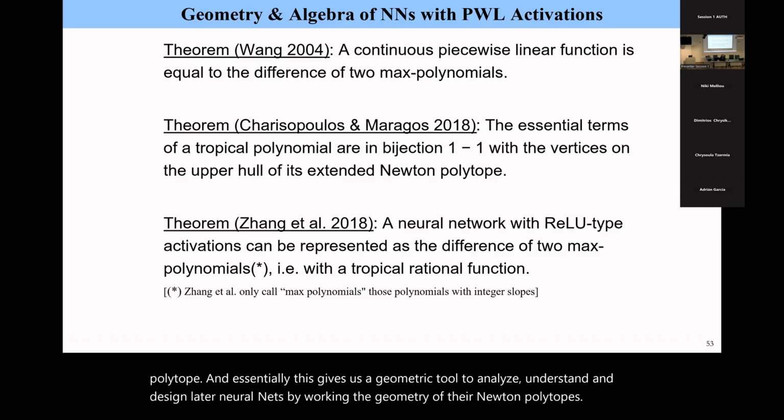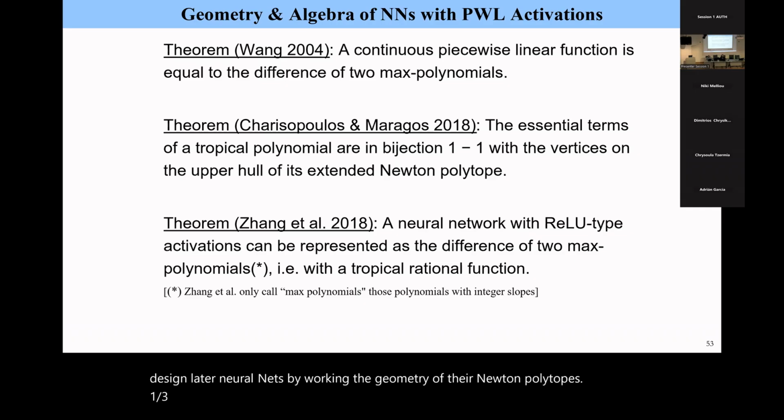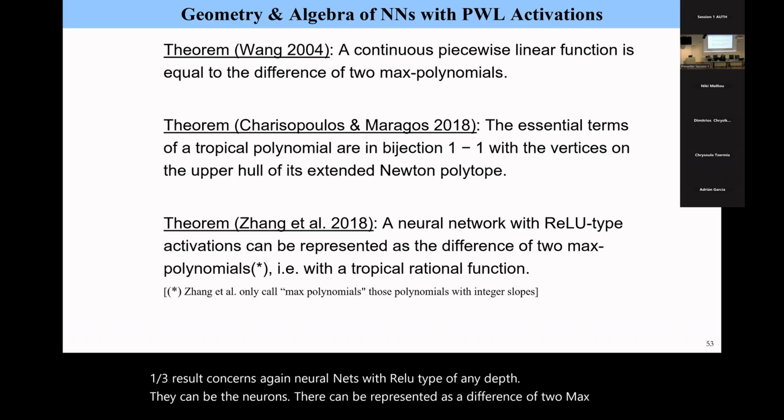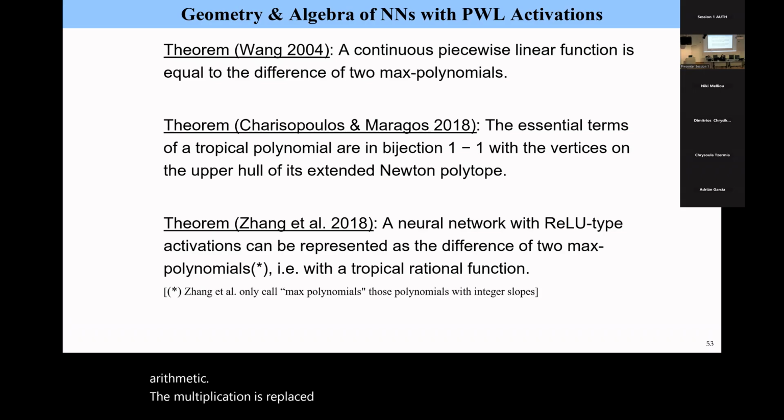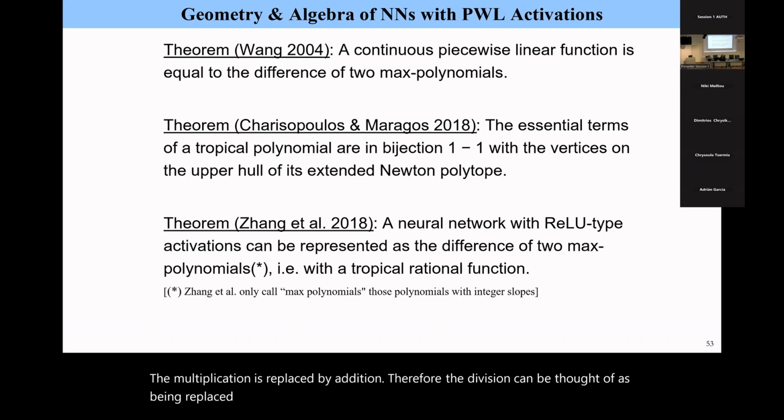A third result concerns, again, neural nets with ReLU type of any depth, where the neurons there can be represented as a difference of 2 max polynomials, which is called a tropical rational function. Remember, in tropical arithmetic, the multiplication is replaced by addition. Therefore, the division can be thought of as being replaced by differences.